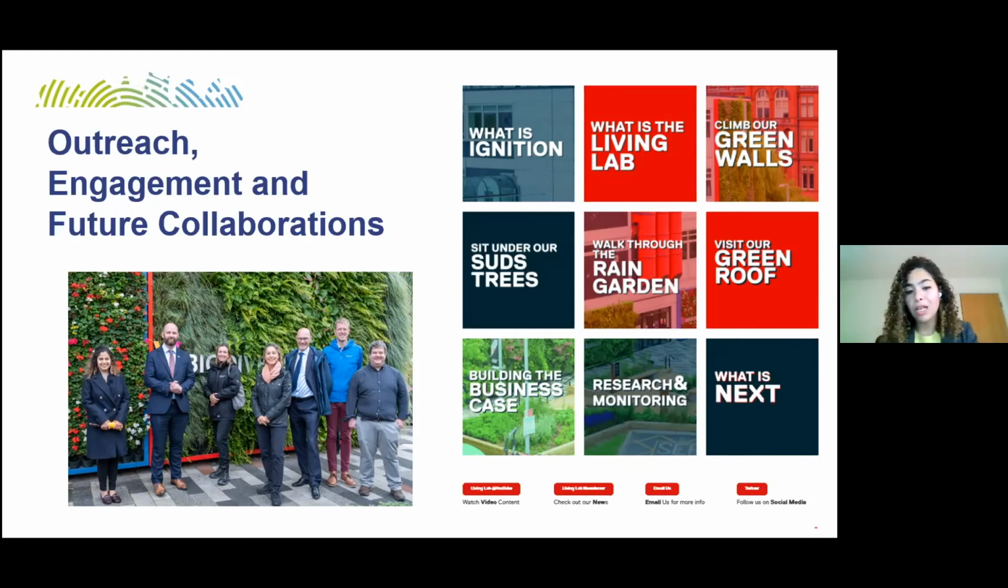So we have had a lot of engagement from different stakeholders. We've had a lot of government representatives. We've had ministers. We've had the head of the EA as well, and Howard Boyd, attending the living lab, and quite interested in seeing how this can be taken forward.